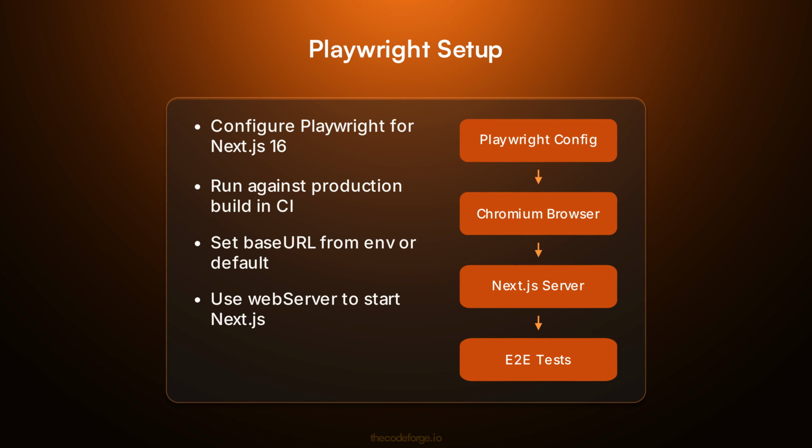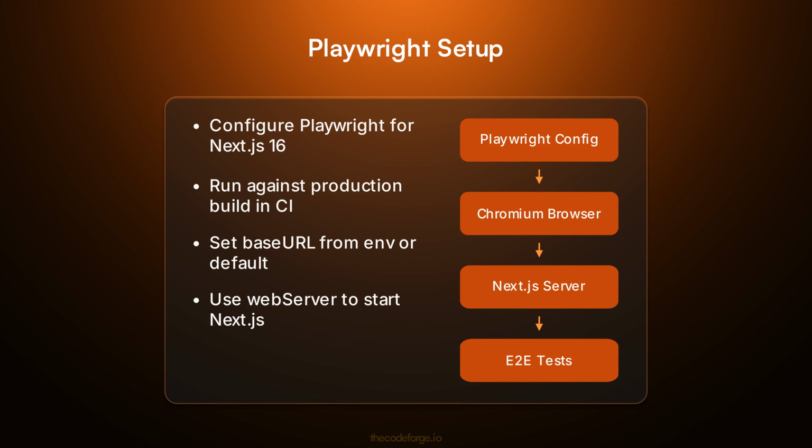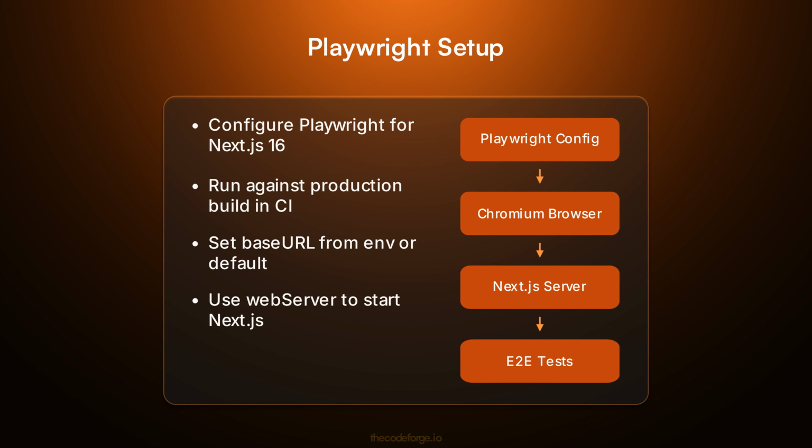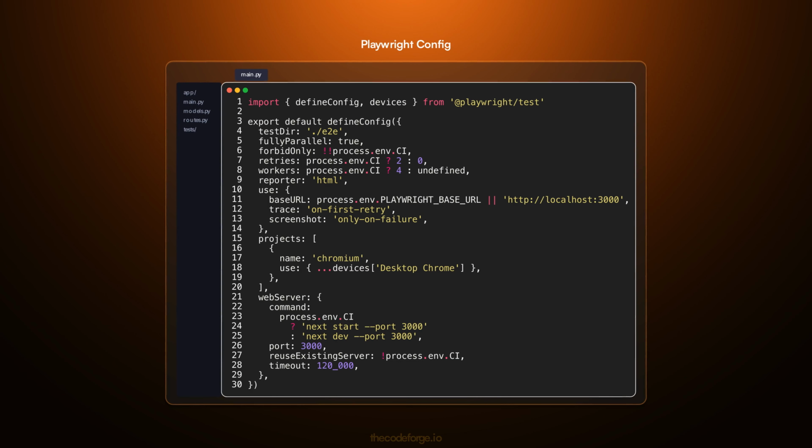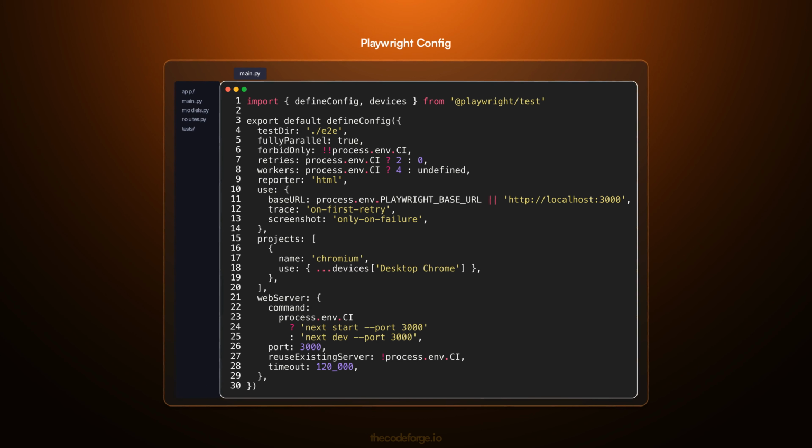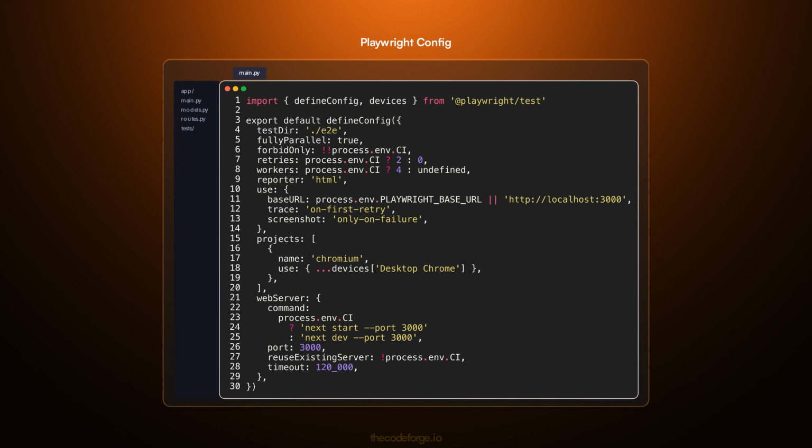Playwright E2E tests run against a real Next.js server. The configuration defines the test directory, browser projects, and a web server block that starts Next.js, either the dev server or the production build. In CI, always use the production build to catch caching and rendering differences. This Playwright config sets up Chromium, retries on CI, and uses a web server to start Next.js. In CI, it runs next start on the production build. Locally, it uses next dev. The base URL defaults to localhost:3000.